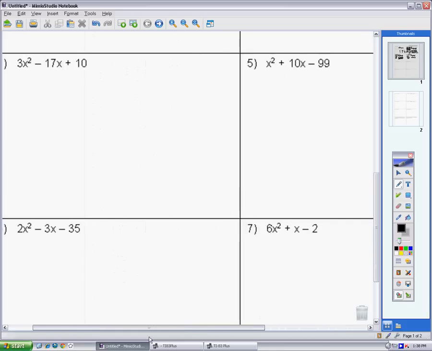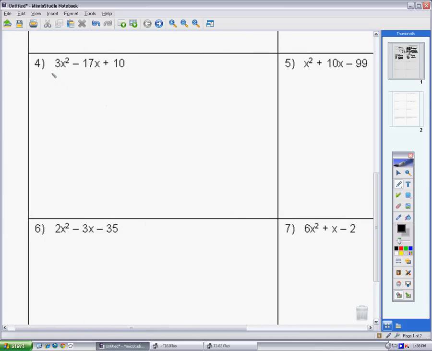Okay, number 4. My a is equal to 3. My b is equal to negative 17. My c is equal to 10. I'm going to make my x, and I'm going to multiply my a times c, which gives me 30, and my b gives me negative 17.